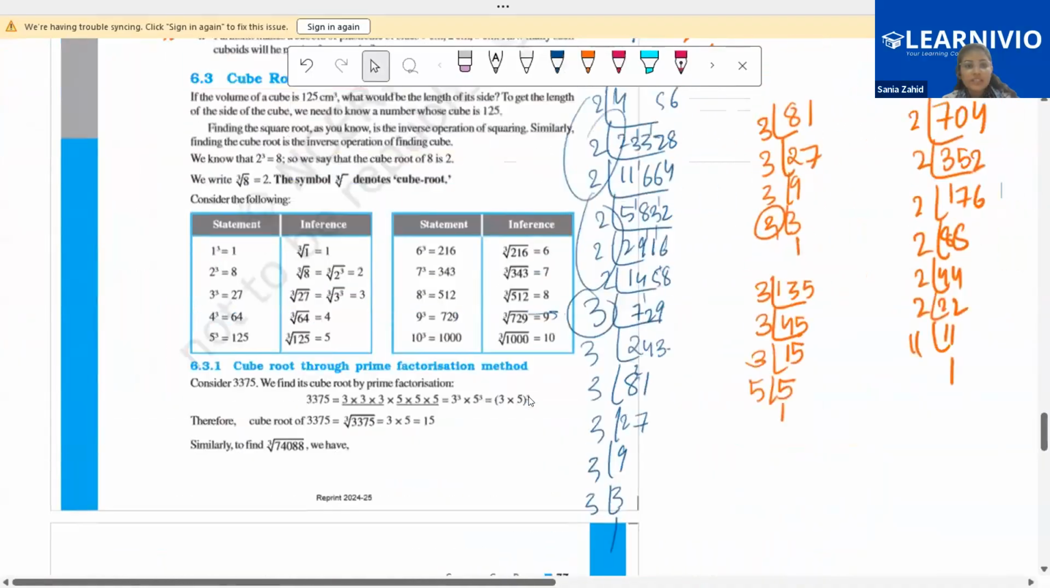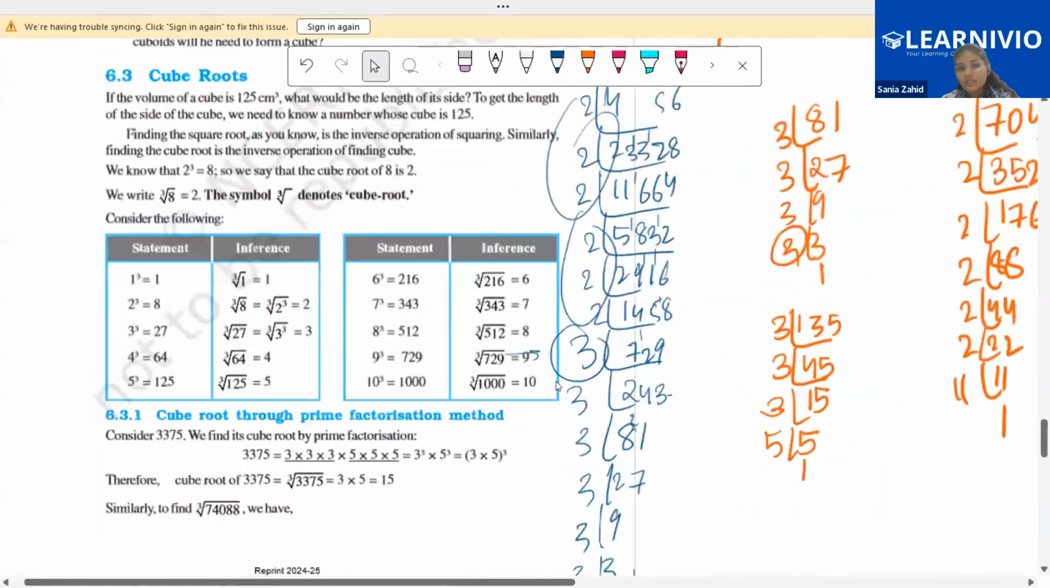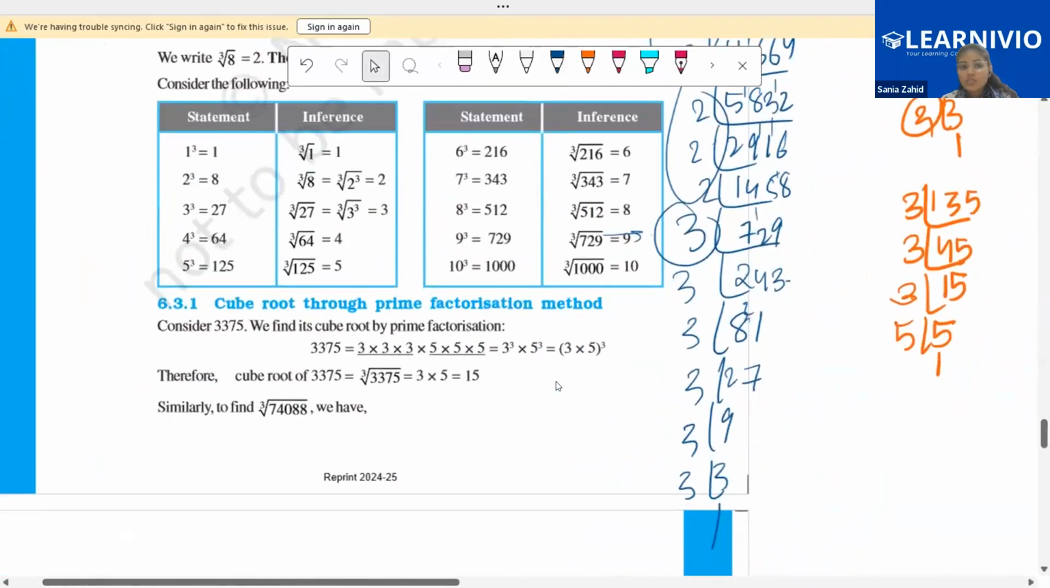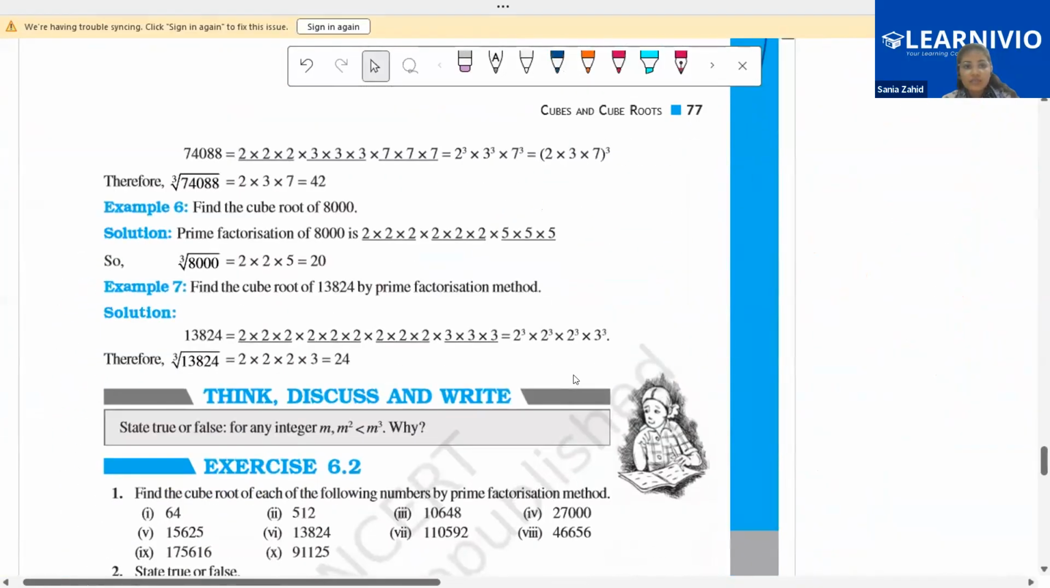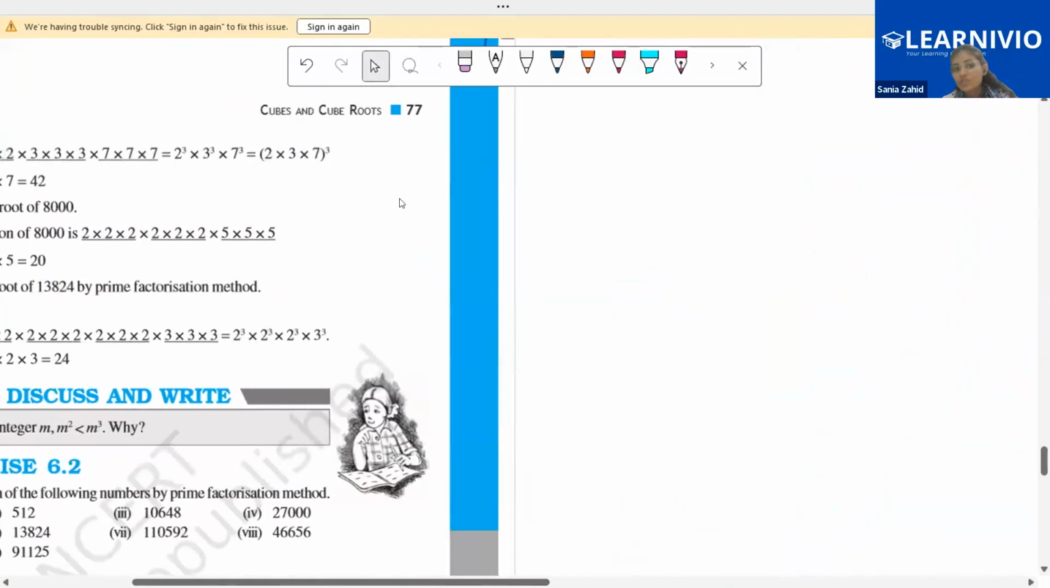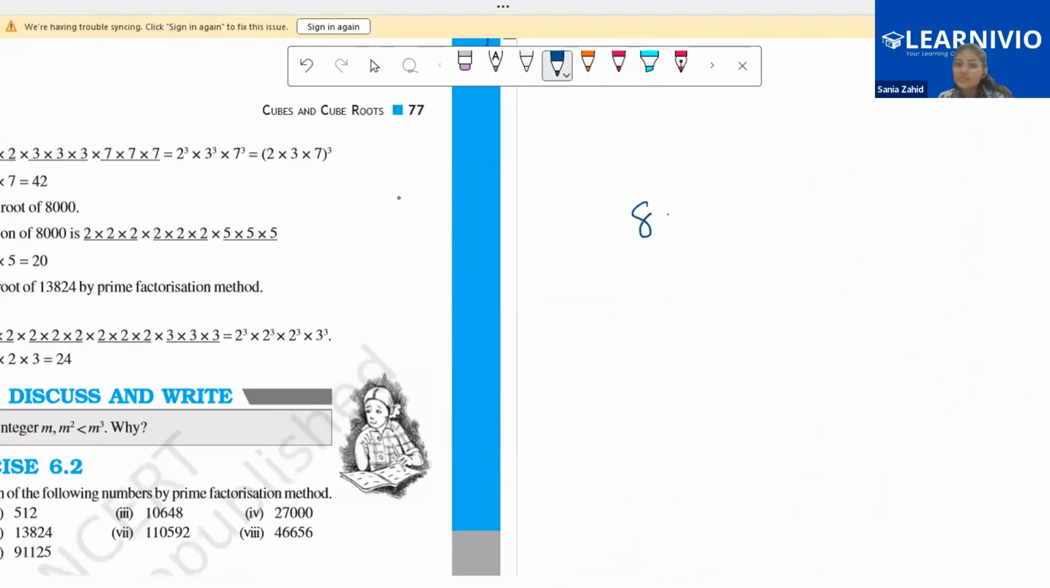Okay, good. So next we come to cube roots. The next topic is cube roots. In cube roots, what kind of questions do we have? Find the cube root of 8,000. So how will you find the cube root of 8,000? Very easy. You will do the prime factorization.